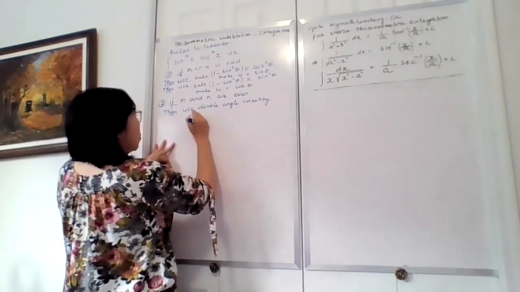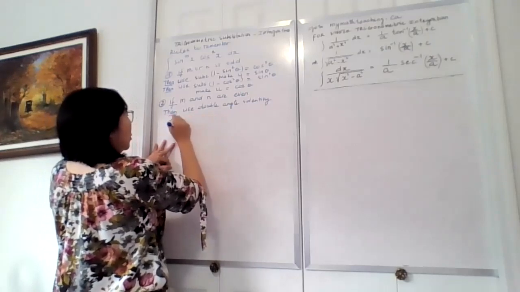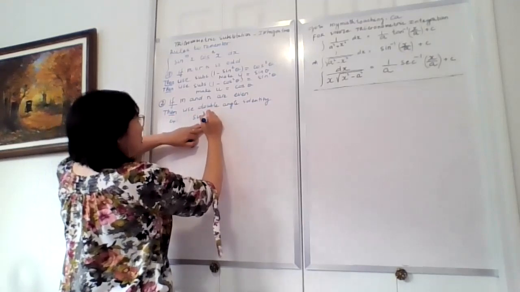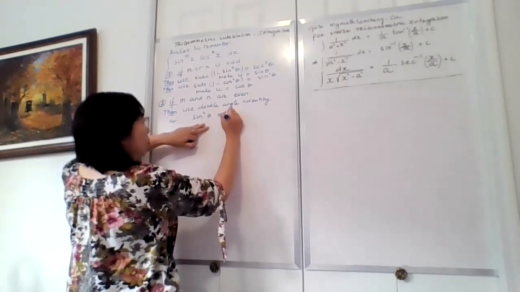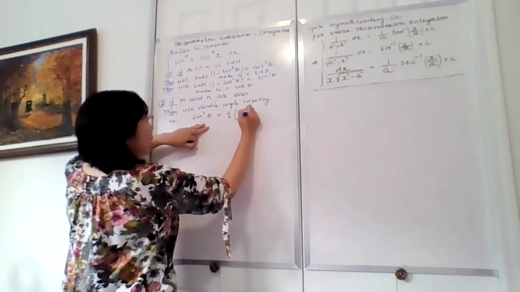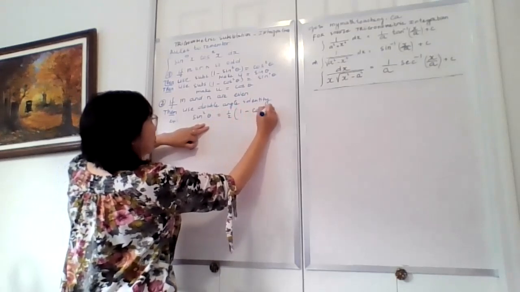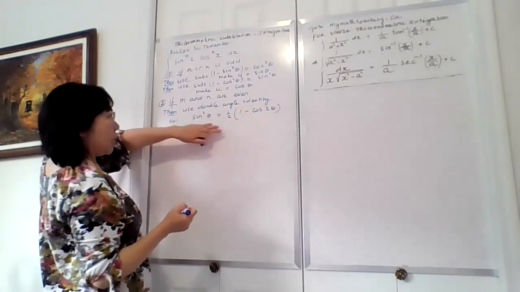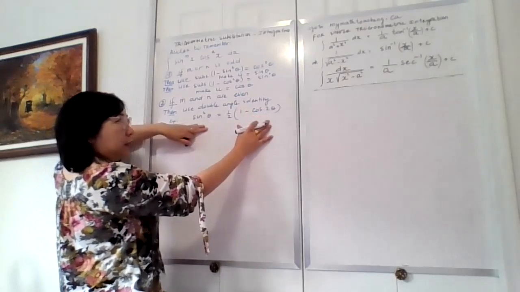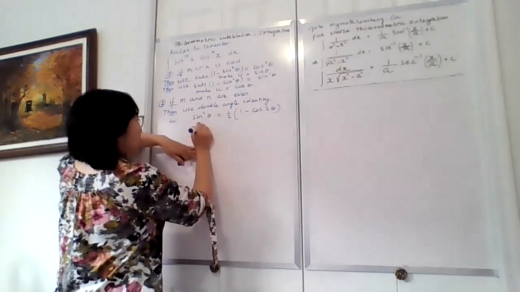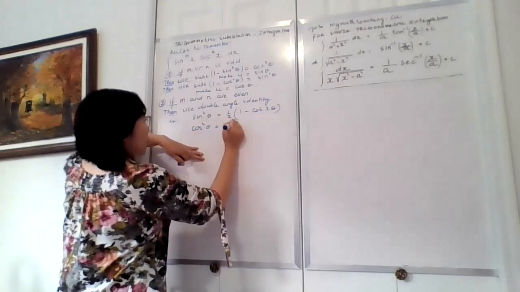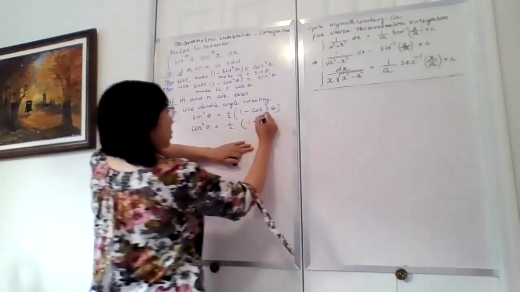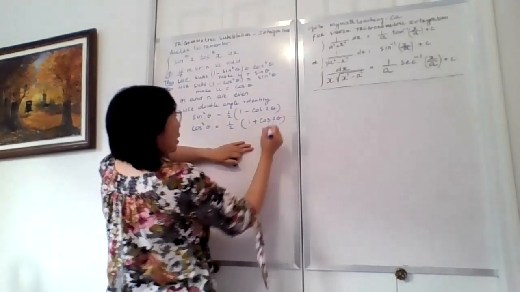So for example, sine square theta will be equal 1/2 times 1 minus cos 2 theta. And because we have a double angle, this becomes a double trigonometric identity. And cos square theta will be equal 1/2 times 1 plus cos 2 theta.